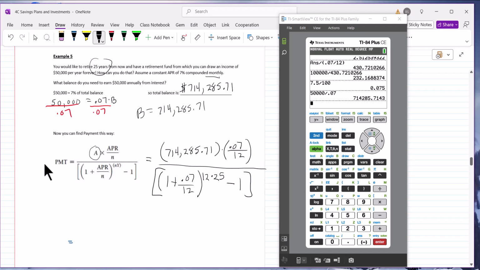So this is the same formula, but it's solved for payment. So if you're doing your homework and you're asked to find a payment, you can just plug it into this formula if you want to. Okay, might save you a step on that.